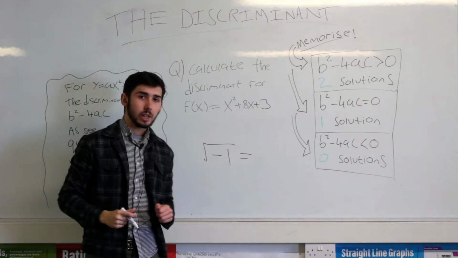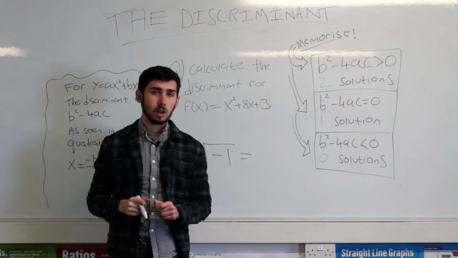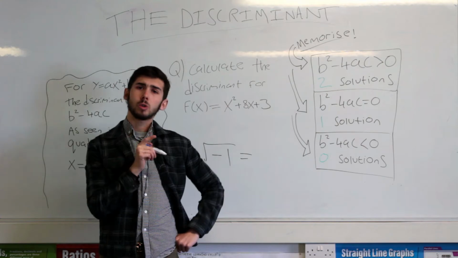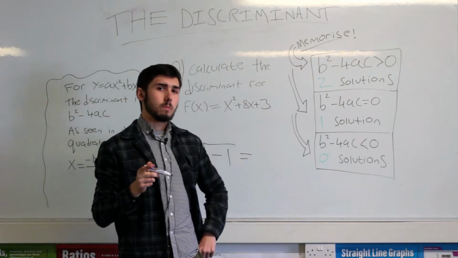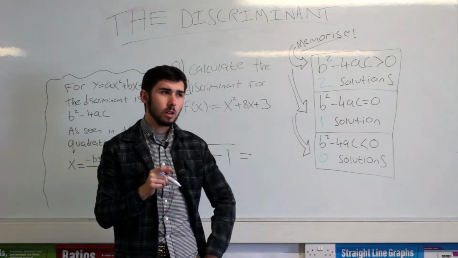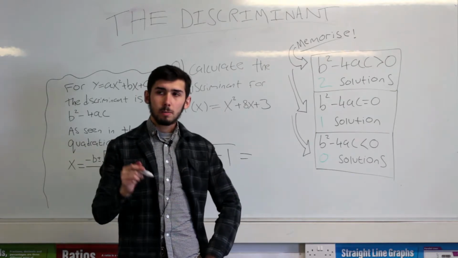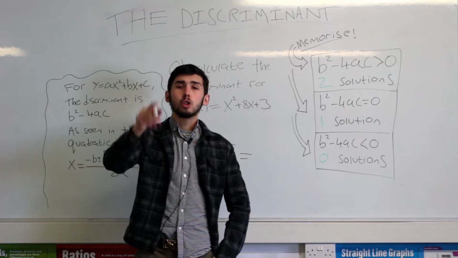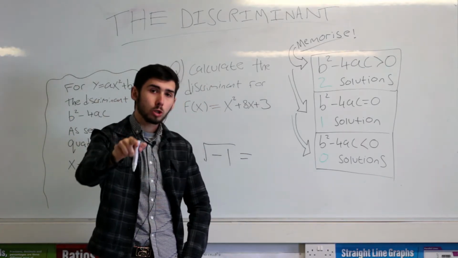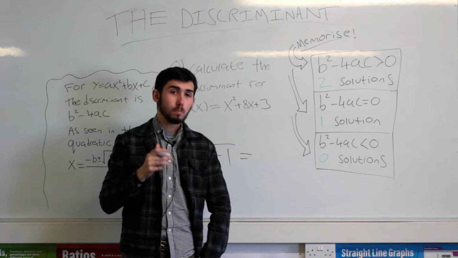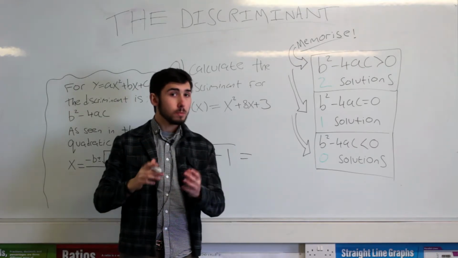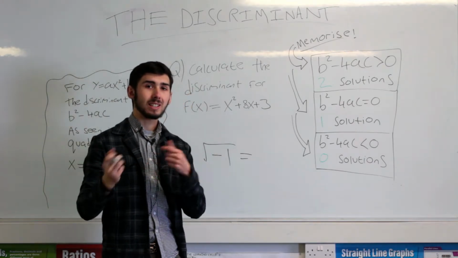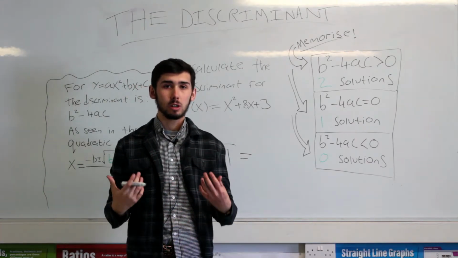Okay, we're looking for the number that multiplies by itself to make minus 1. But hold on. Any time you times a number by itself, it becomes positive, because two positives, as you know, multiply to make another positive number. But two negatives also multiply to make a positive. Which means there does not exist a real number that multiplies by itself to yield a negative number.